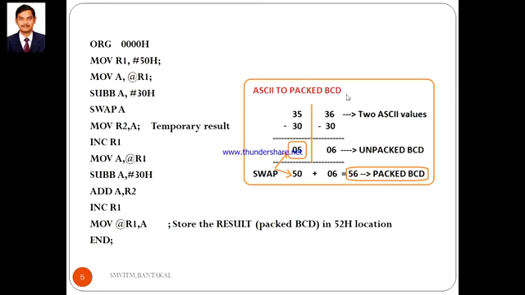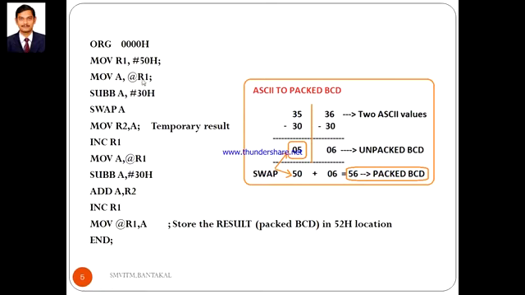In order to get the packed BCD, we should have two ASCII values, assuming 35 and 36, which are stored in the 50H and 51H locations, and the result we are going to store in the 52H location. In a similar way, we can observe here. First, the 50H location is moved to the R1 register. This 50H location is the starting address which stores the 35 data. The @R1 indirect addressing mode is used here.